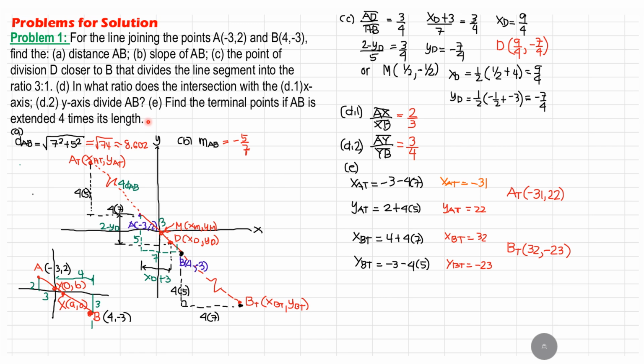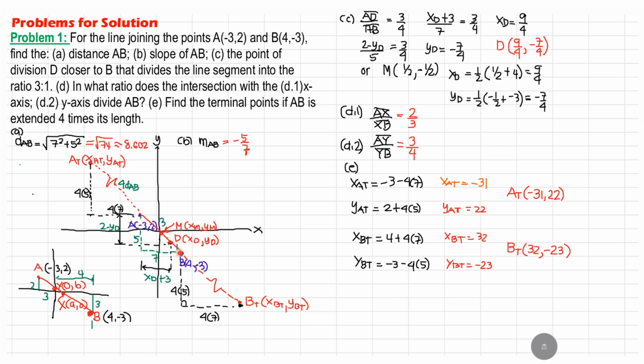Letter E, find the terminal points if AB is extended 4 times its length. So take note, there are two possibilities. This may be the external point extended in that direction. In this direction, we'll call the terminal point B sub D. This is the best way to analyze it, because we extend the length of AB 4 times its length, then the horizontal as well as the vertical projection should also be extended or multiplied by 4.